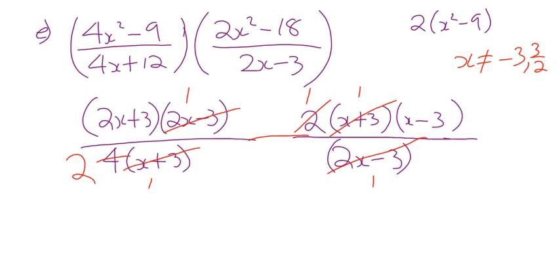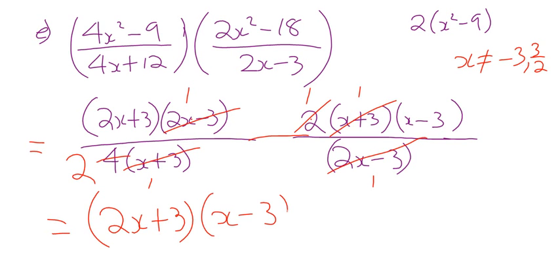Okay, so what have I got? Up top, I have 2x plus 3, so let's not forget these. I got a 2x plus 3, I got a 1, I got a 1, I got a 1, and I've got an x minus 3. On the bottom, I've got a 2. The 4 was what became the 2. I got a 1, and I got a 1, and that's it. Okay, so we're done.